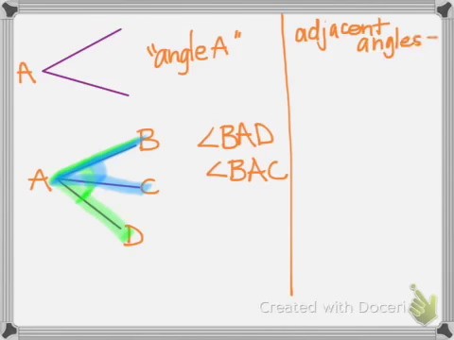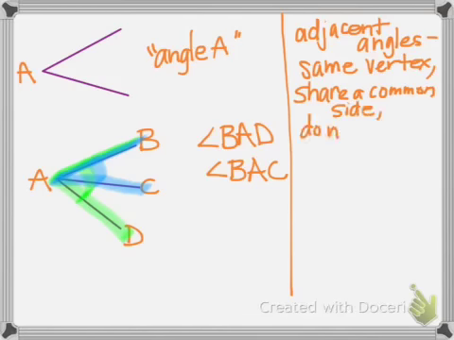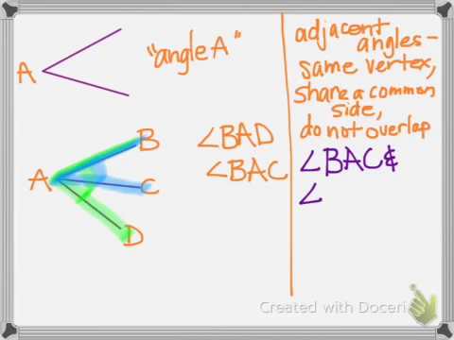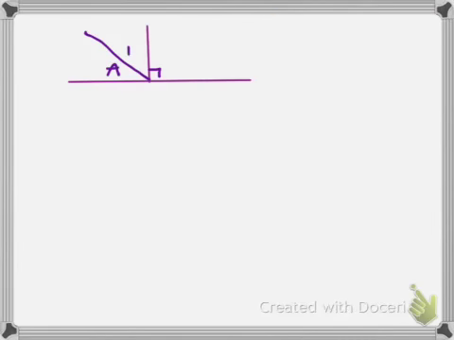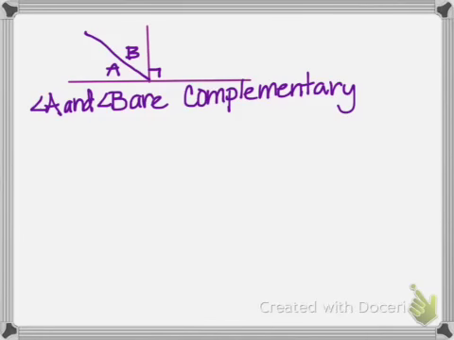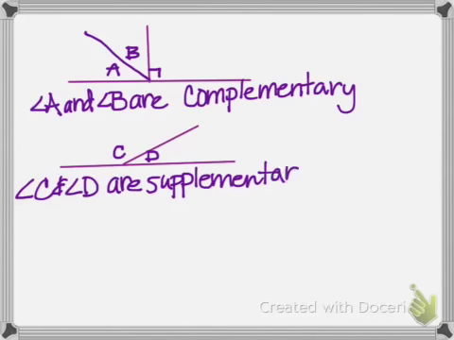And we can talk about adjacent angles. Adjacent angles have the same vertex and they share a common side. They don't overlap. So for example, angle BAC and angle CAD are adjacent angles. Okay, now we're going to talk about complementary and supplementary angles. If two angles add to be 90 degrees and they are adjacent angles, they are complementary. If two angles are adjacent and they add to be 180 degrees, then they are supplementary.